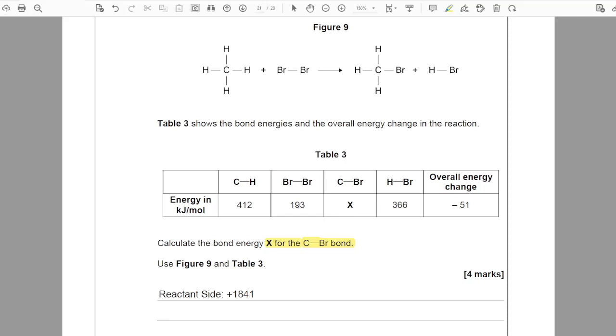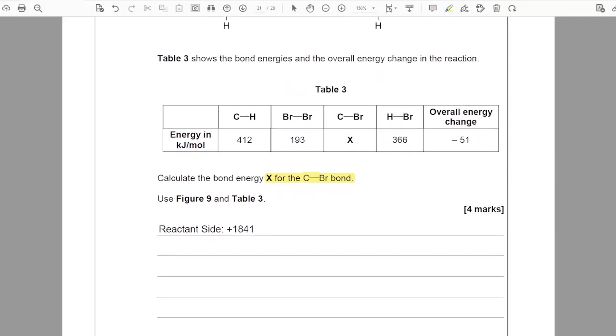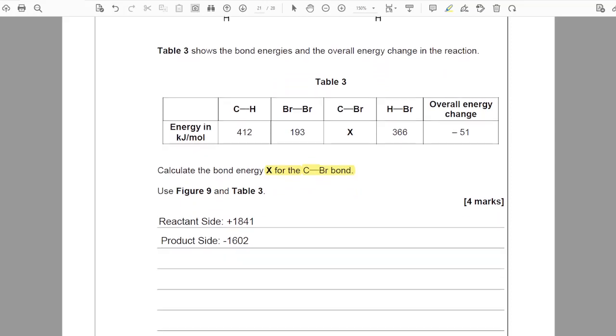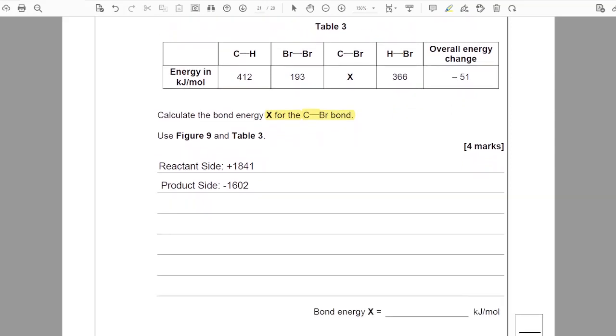1841 kilojoules of energy. And on the product side, the energy given out due to the products being formed is 1602 kilojoules. Now because the products are formed, energy is actually given out, and that's an exothermic reaction if energy is given out to the surroundings. So this number 1602, it's actually negative. So we have positive 1841 and negative 1602.